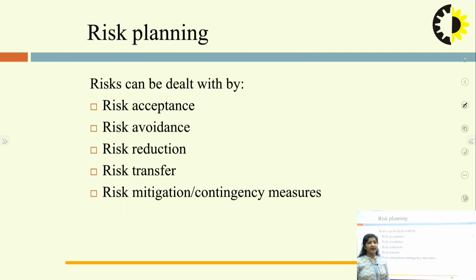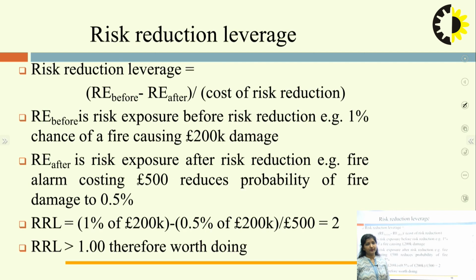Next is risk planning. A risk can be dealt with through risk acceptance, avoidance, reduction, transfer, mitigation or contingency measures. Now, risk reduction leverage. How can the risk reduction leverage be calculated? To calculate it, the formula is risk exposure before minus risk exposure after, divided by the cost of risk reduction. This is the formula by which we can calculate the reduction leverage.